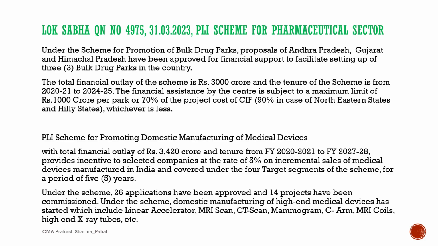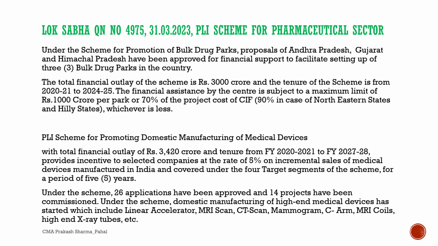Under the scheme for promotion of bulk drug parks, proposals of Andhra Pradesh, Gujarat and Himachal Pradesh have been approved for financial support to facilitate setting up of 3 bulk drug parks in the country. The total financial outlay of the scheme is rupees 3,000 crore and the tenure of the scheme is from 2021 to 24-25. The financial assistance by the center is subject to a maximum limit of rupees 1,000 crore per park or 70% of the project cost of CF, 90% in case of North Eastern states and hilly states, whichever is less.